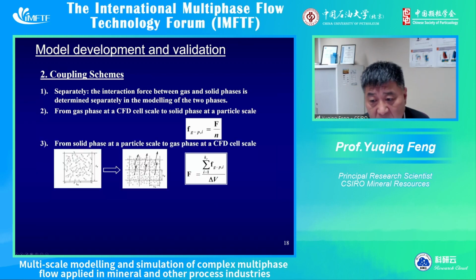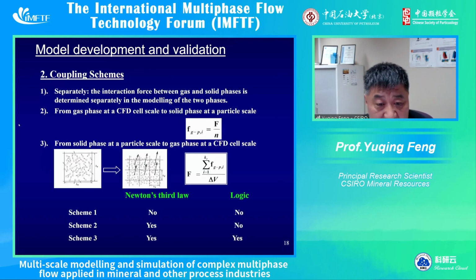Another way proposed by Professor Yu and the team is to calculate the force for each individual particle, then sum it up and feed it into the control volume. So scheme 1, separated, in the first paper by Professor Tsuji, cannot satisfy Newton's third law, and also cannot be logical. The second one can satisfy Newton's third law, but is not logical. The third one can satisfy both. That means this one was gradually accepted in the later papers.